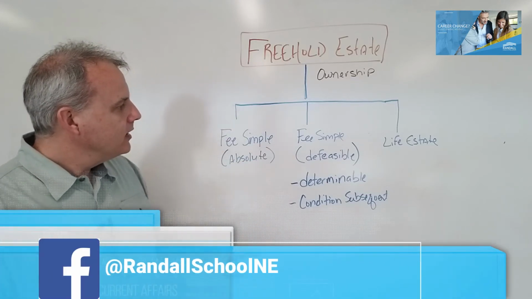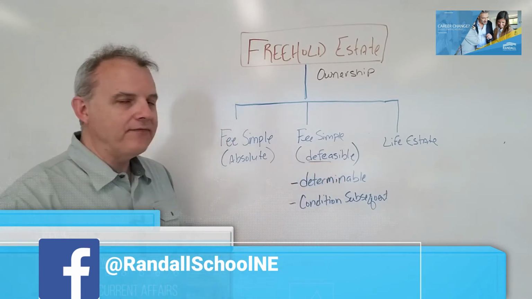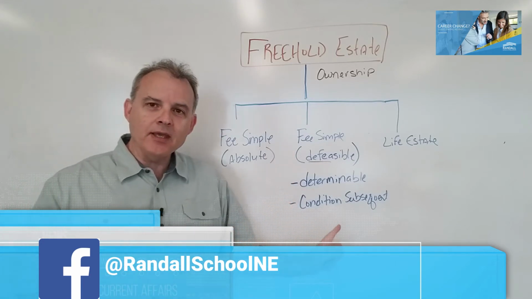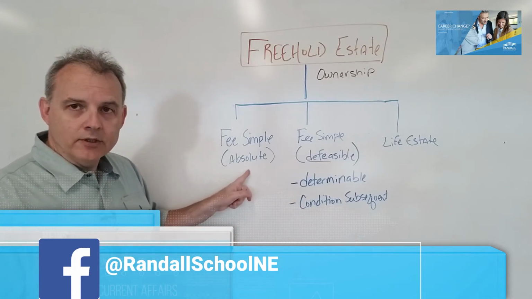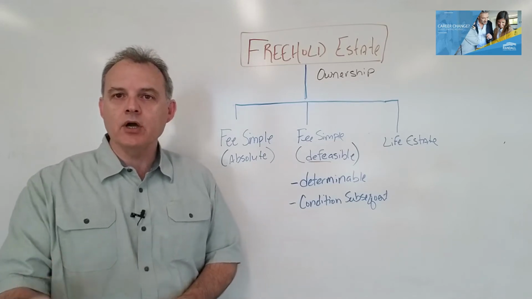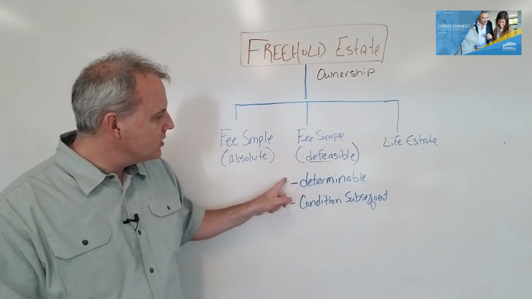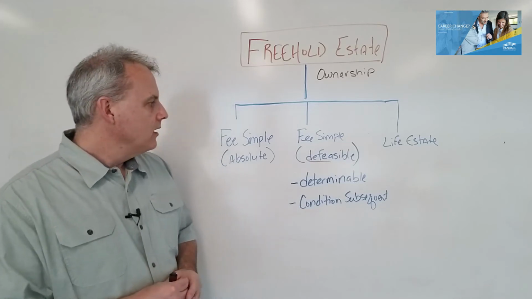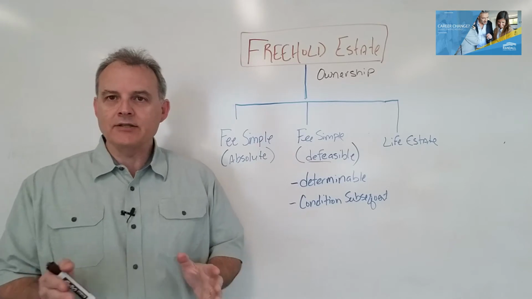Now, fee simple defeasible, and the key word here is defeat, means that the owner has ownership interest, but there's something that is preventing fee simple absolute. There are restrictions or conditions to that person's ownership in that piece of property. And the two that we need to know are determinable and condition subsequent. Now, understand, defeat. There's something defeating fee simple absolute. That's what we have to remember here.